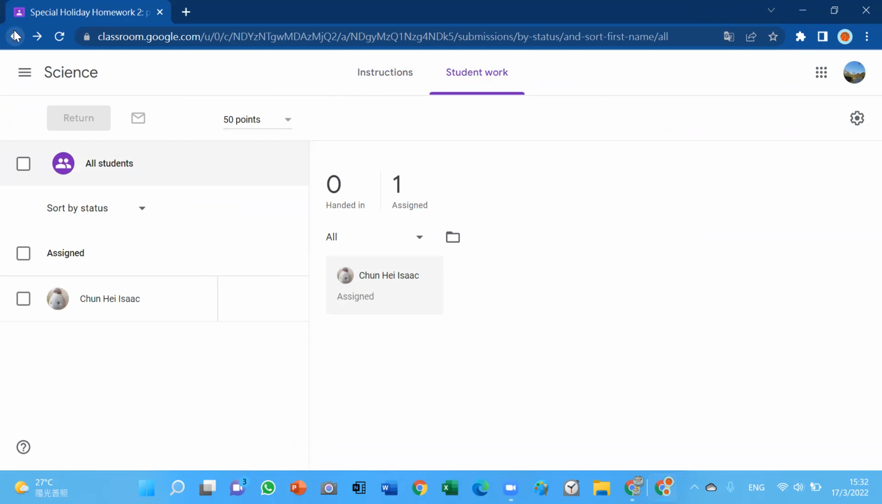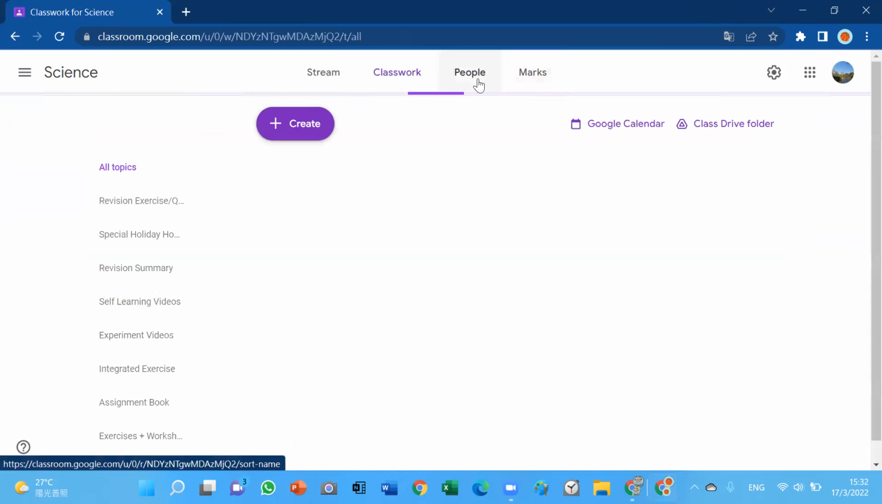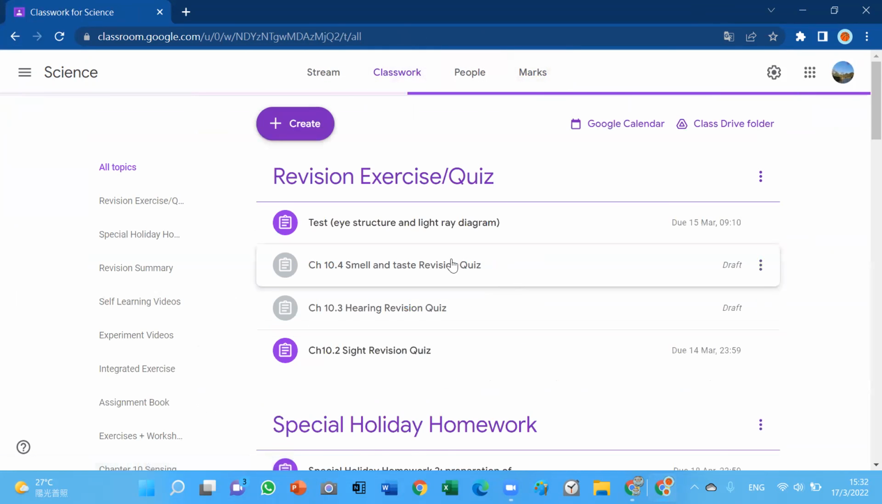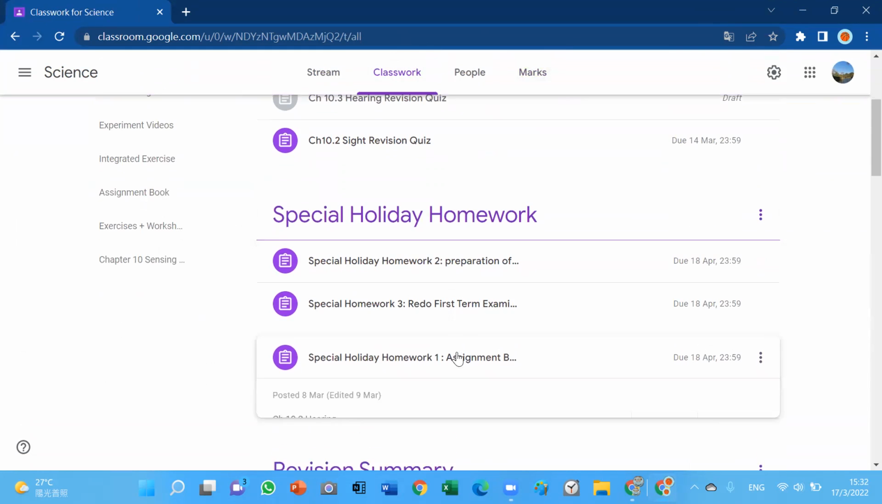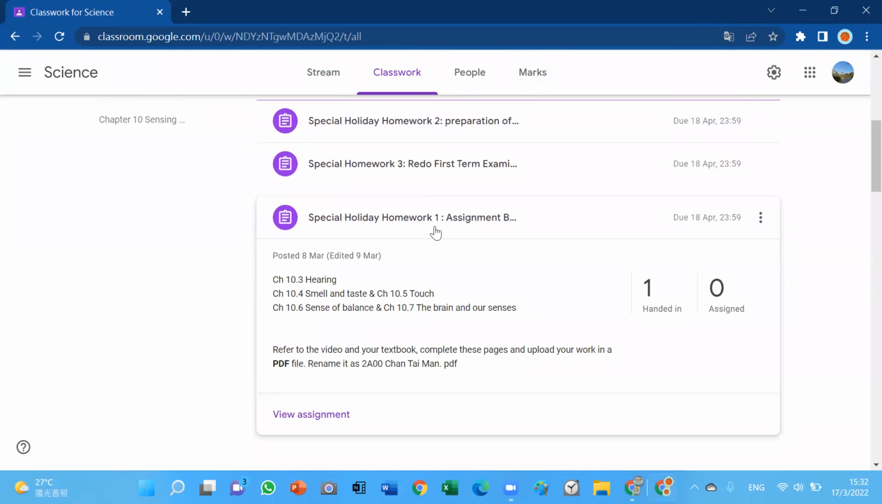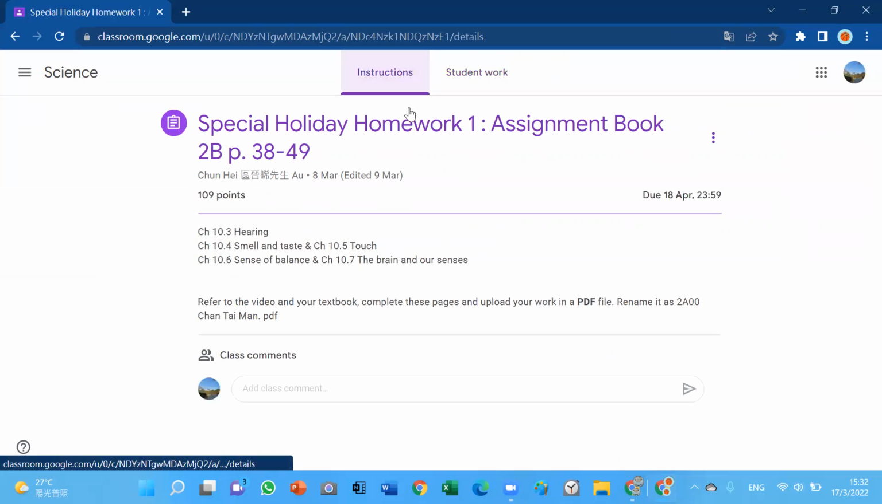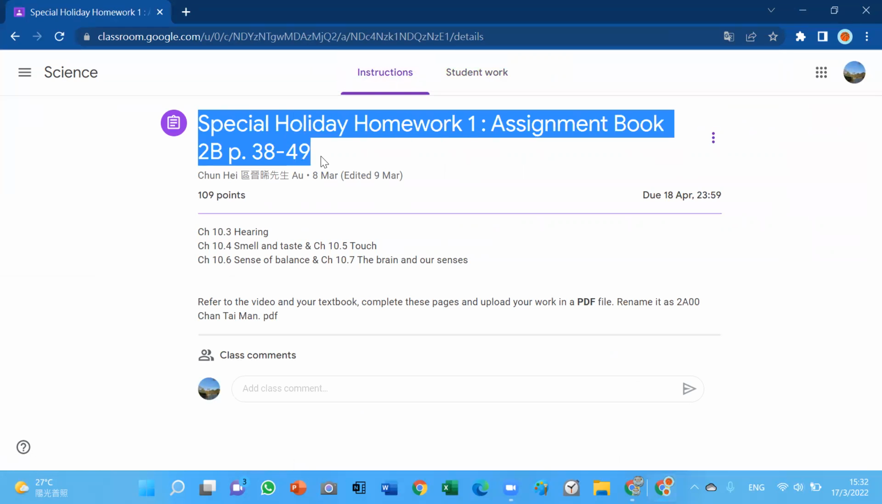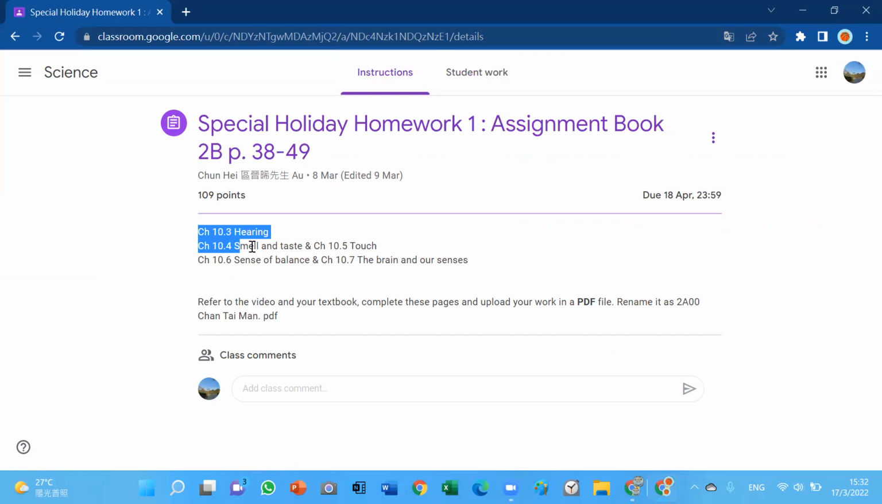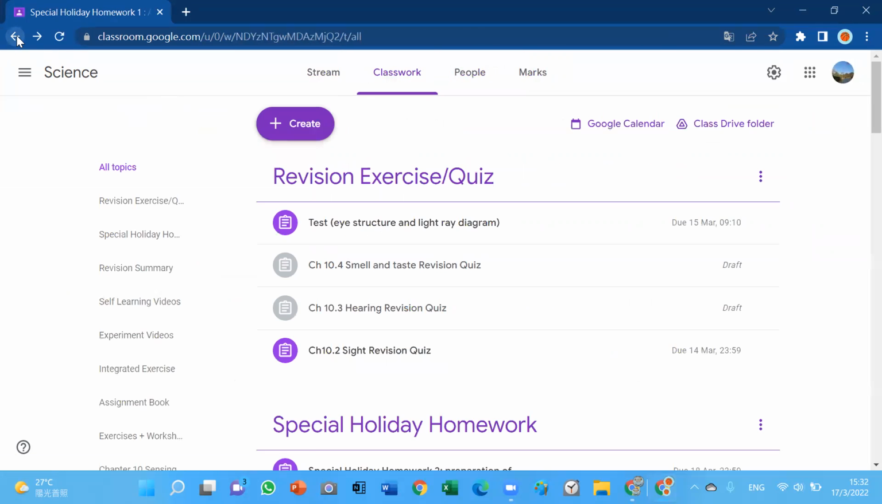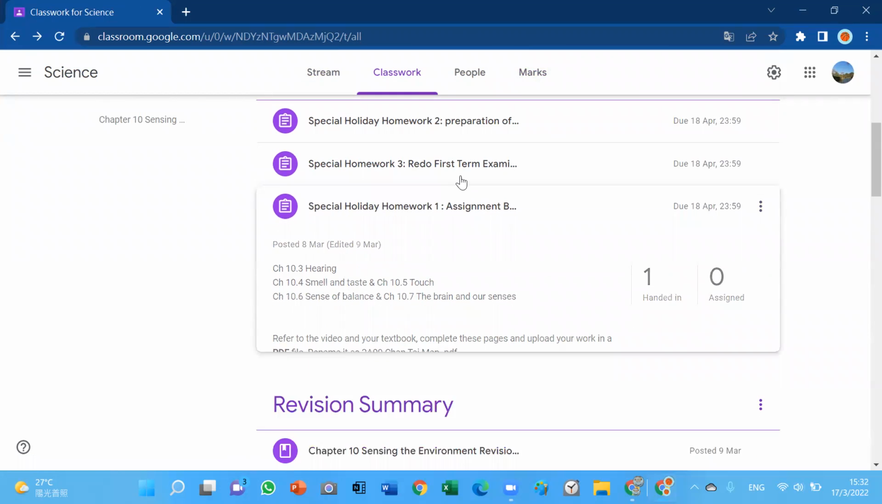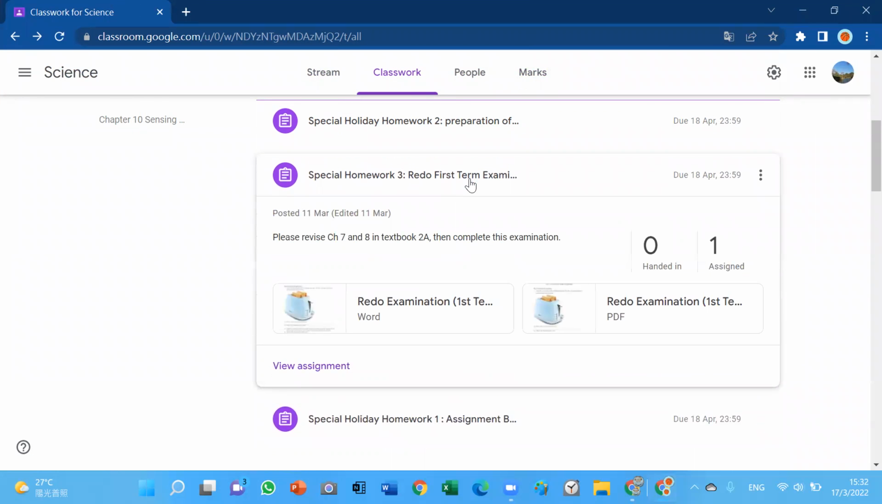And number 2, the other homework is the special holiday homework number 1, the assignment book, page 38 to 49. It's about chapter 10.3 hearing, 10.4 presentation, 10.5, 10.6, 10.7. Submit it as a PDF file and upload it to Google Classroom. And the last one is to redo the first term examination.